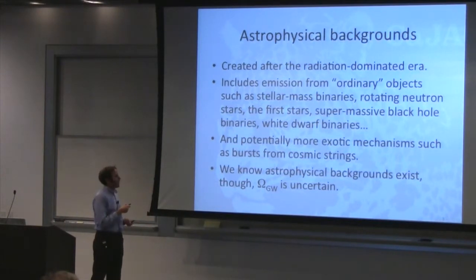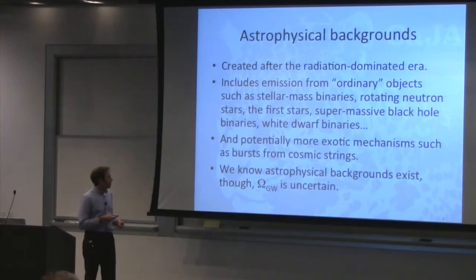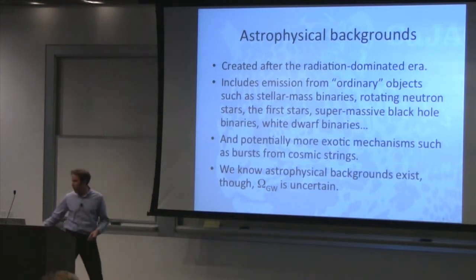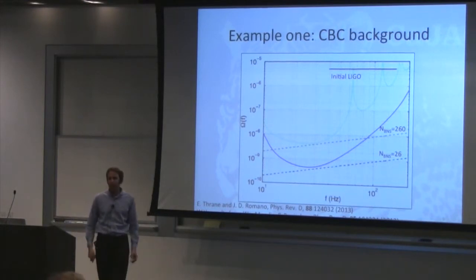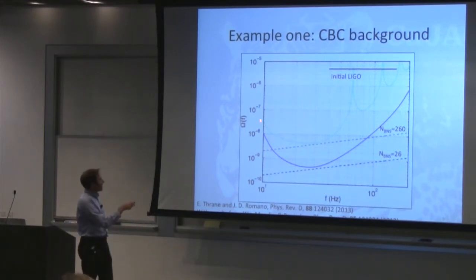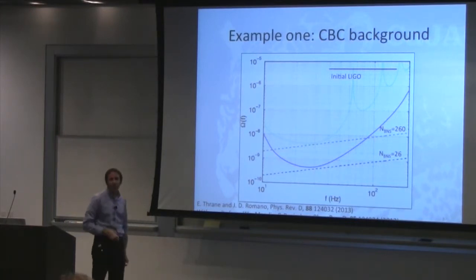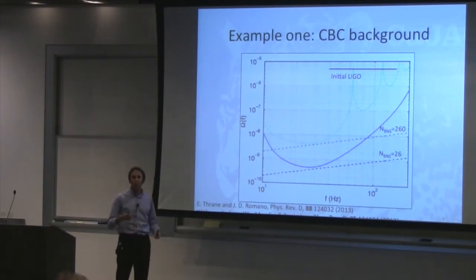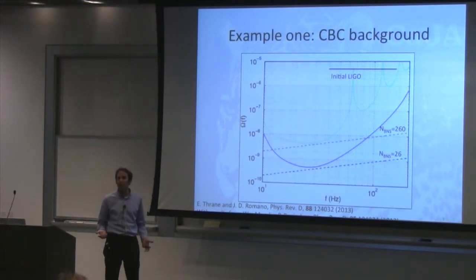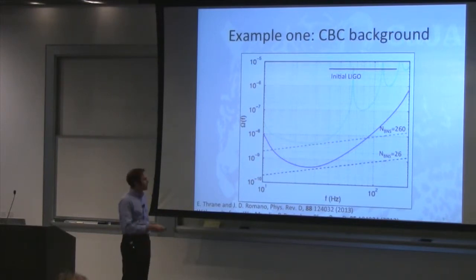and potentially more exotic mechanisms such as quantum strings. As I mentioned earlier, we know that these backgrounds exist, but the energy density spectrum is uncertain, and here's a plot showing that. This is, again, the energy density spectrum. The blue curve is that same power law integrated curve I showed earlier for you. And these two dashed brown lines represent two different models, two different scenarios, we'll call them, for what the astrophysical background from binary neutron stars might be like in the Advanced LIGO era.